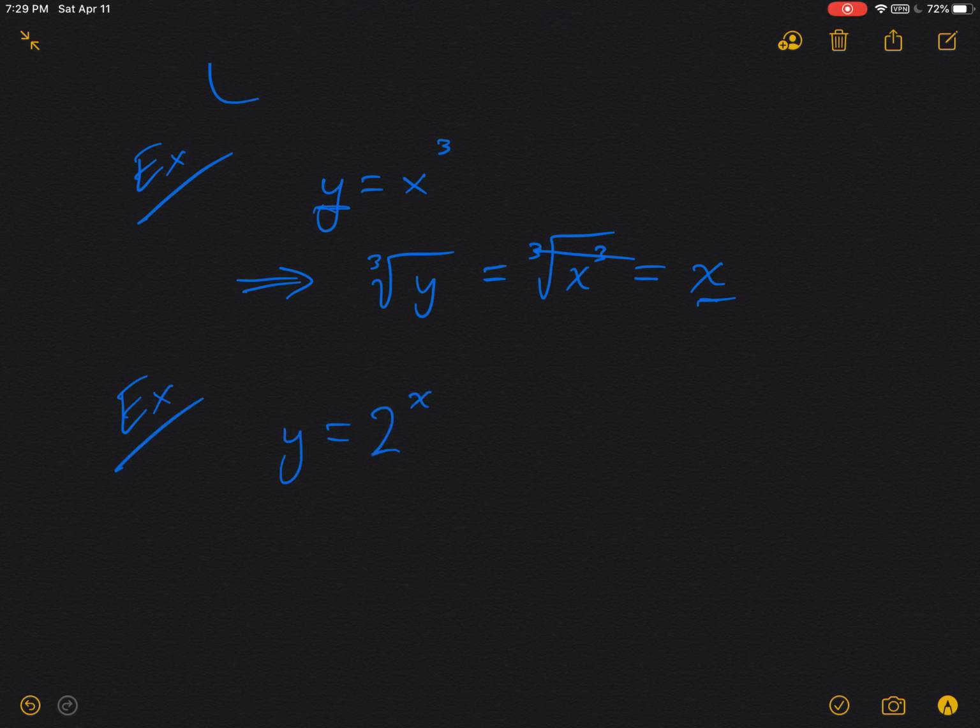So we can do the same thing with this exponential form of the equation. So let's say that I wanted to get x by itself here.